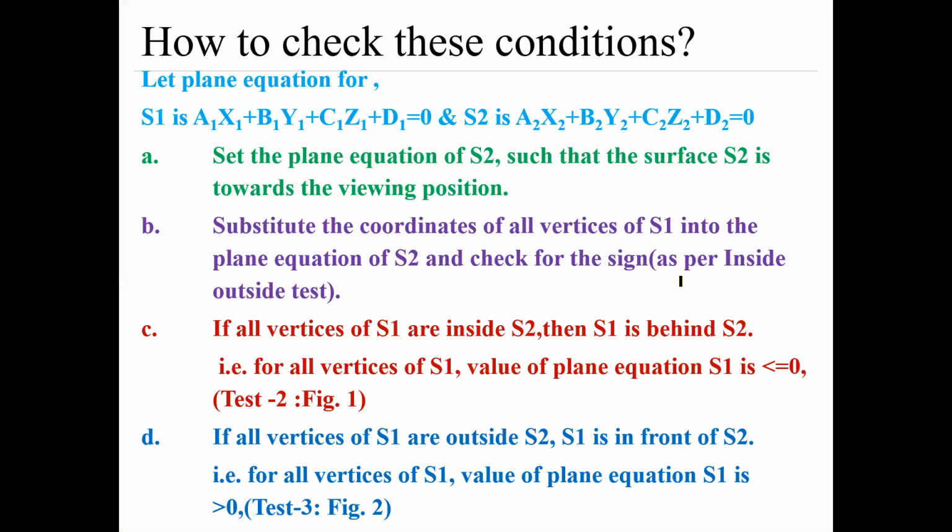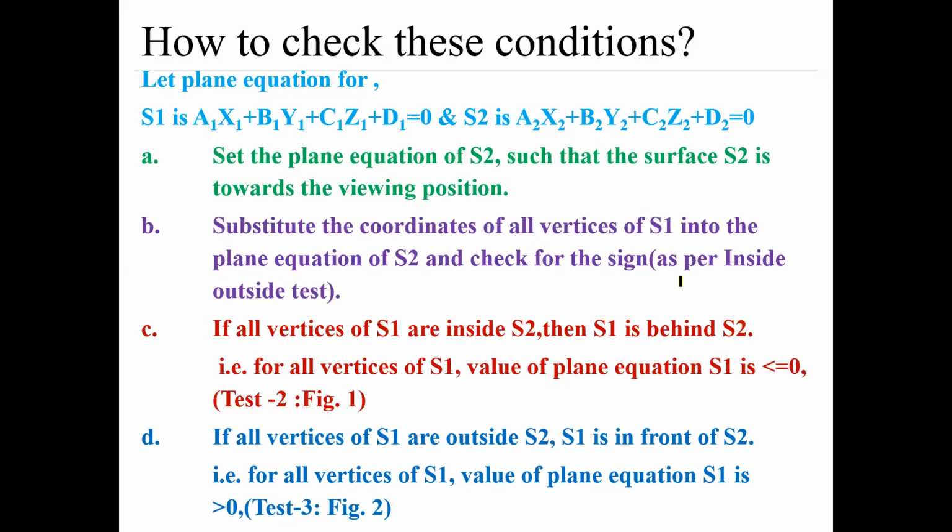What are the calculations behind this condition? We know the plane equations for different polygons. Here we are using two polygons, two surfaces, surface S1 and surface S2. Suppose surface S1 has the equation a1 x1 plus b1 y1 plus c1 z1 plus d1 is equal to 0. And let's say surface S2 has the polygon equation a2 x2 plus b2 y2 plus c2 z2 plus d2 is equal to 0.